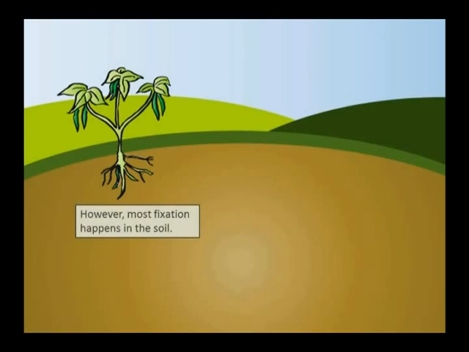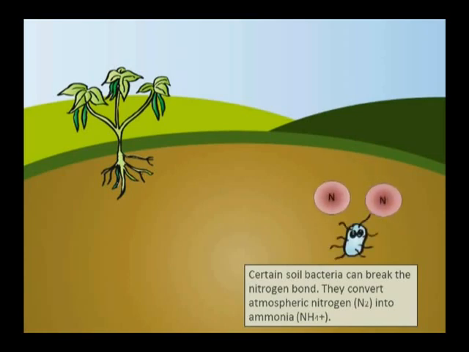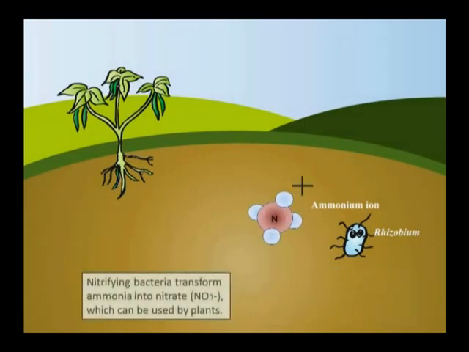However, most fixation happens in the soil, and this is the biological fixation. Certain soil bacteria can break the nitrogen-nitrogen bond and convert atmospheric nitrogen into ammonia. This includes symbiotic bacteria like Rhizobium in the root nodules of legumes. They convert atmospheric nitrogen into ammonia. Then, nitrifying bacteria transform ammonia into nitrates, which can be used by plants.